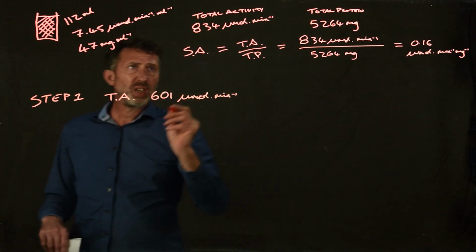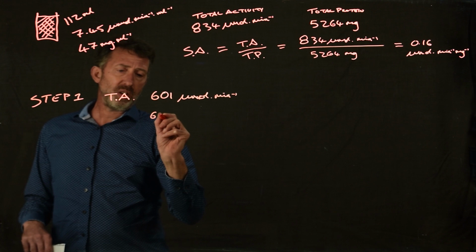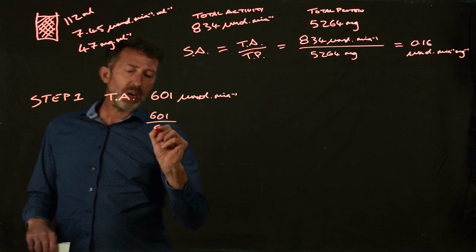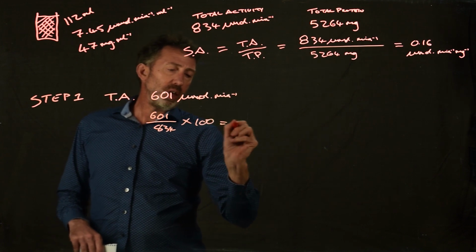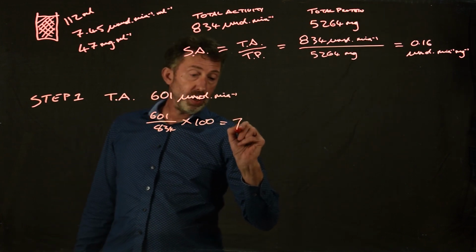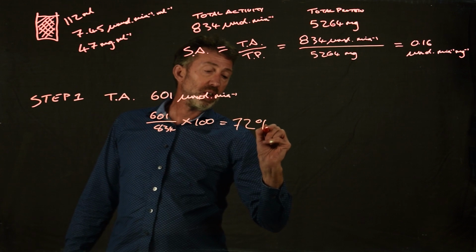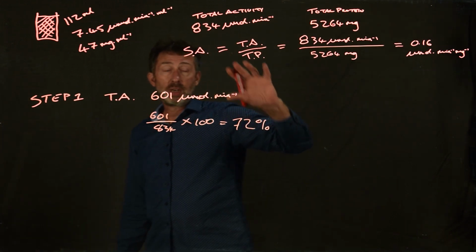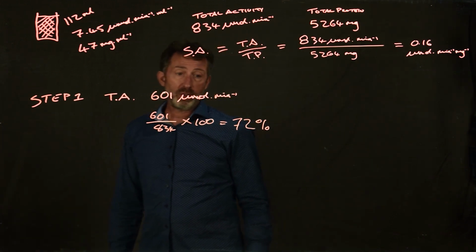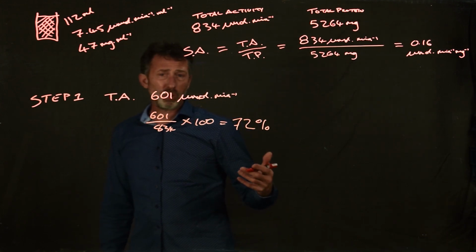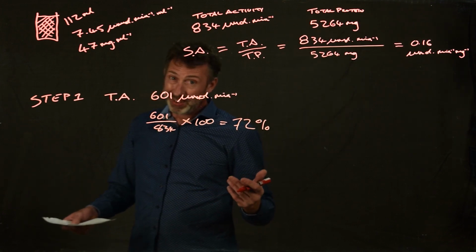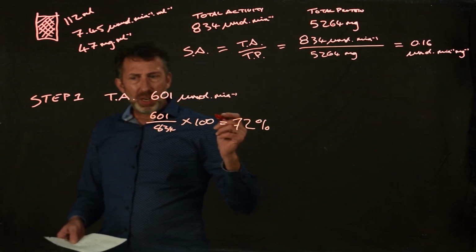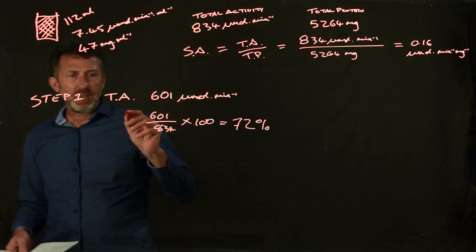How much have we lost? Well, let's see, 601 divided by 834 times 100 is equal to 72. So that's 72%. So we've only got 72% of what we started with. So we've chucked away 28% of our enzyme, which isn't great. It's not really what we wanted to do. Sometimes it just happens that way. But that's the total activity.